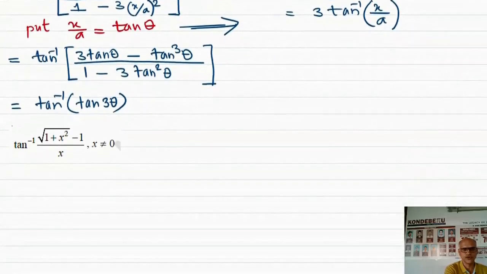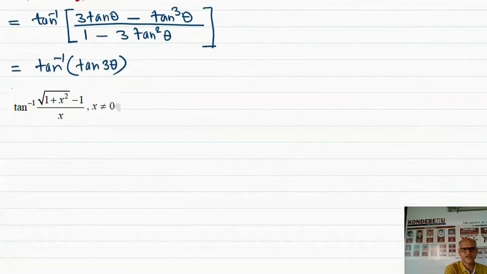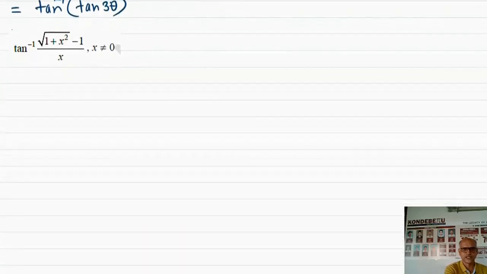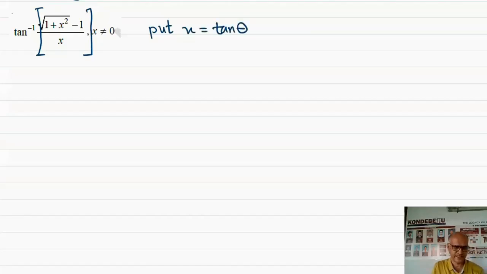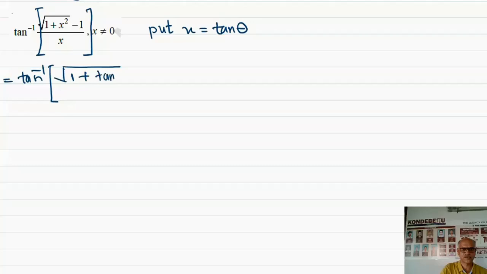This problem is very important. Tan inverse of root of 1 minus x square minus 1 divided by x. Now here if you observe again, inside the root there is 1 minus x square. So put x is equal to tan theta. I already gave the hint, so substitute on that: put x equal to tan theta. So this will be tan inverse of bracket root of 1 plus tan square theta minus 1, whole divided by tan theta.